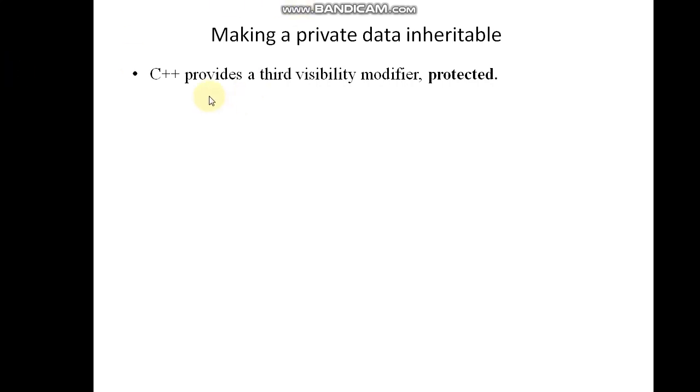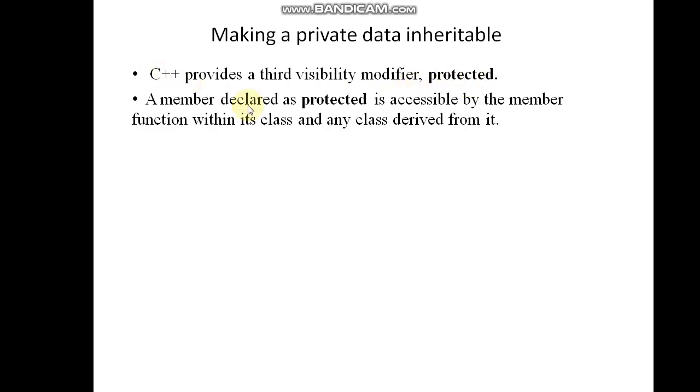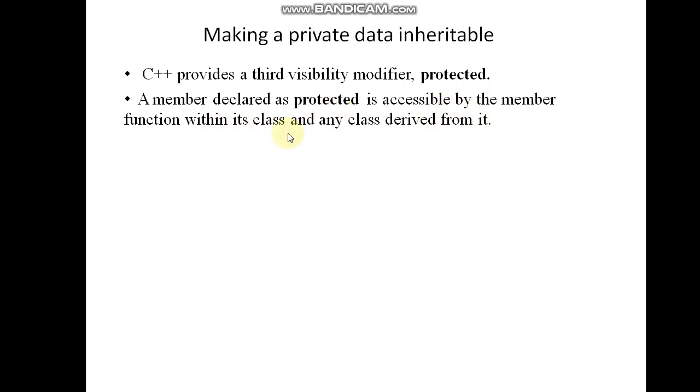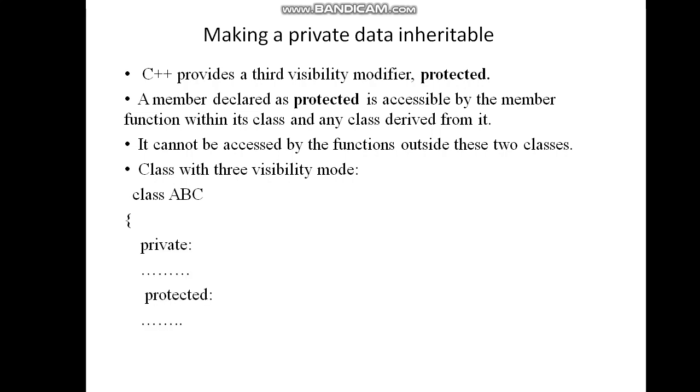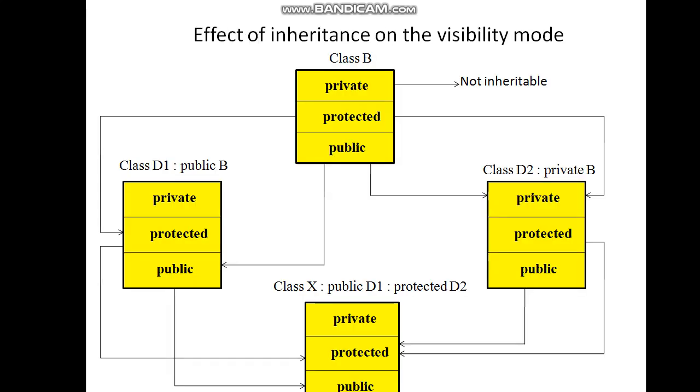Now to do this, we have a third visibility mode, protected. A member that is declared as protected is accessible by the member functions within its class and any class derived from it. It cannot be accessed by the functions outside these two classes. We can have a class with three visibility modes now. ABC is a class which can have private members, protected members and public members. Right? Now we will understand the effect of inheritance on the three visibility modes.